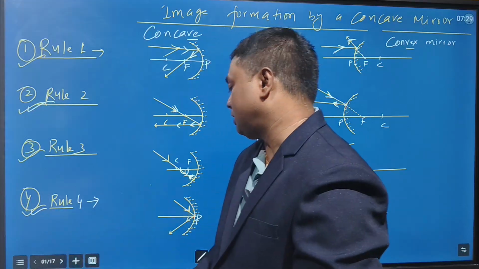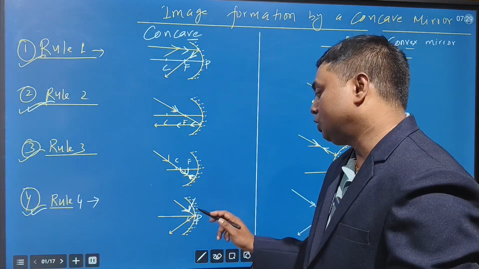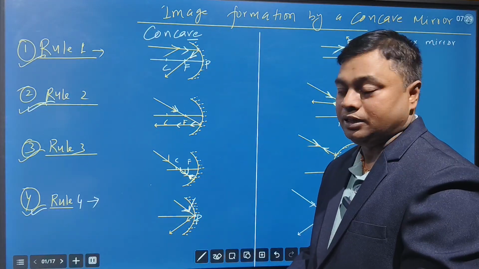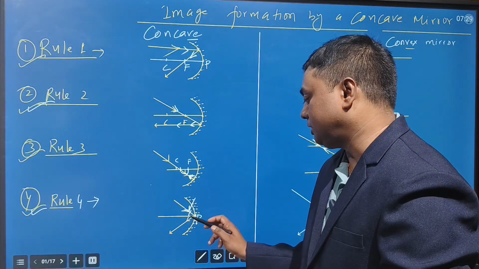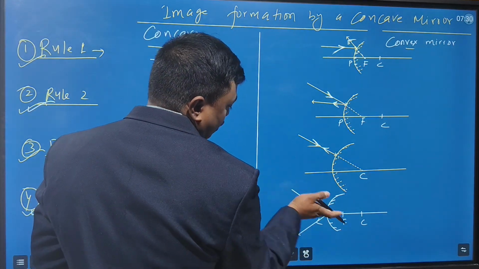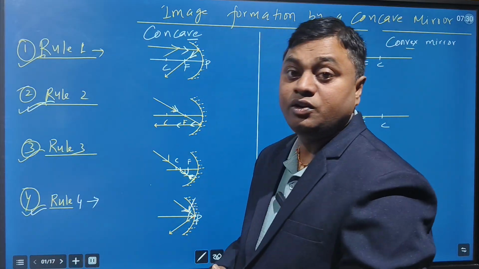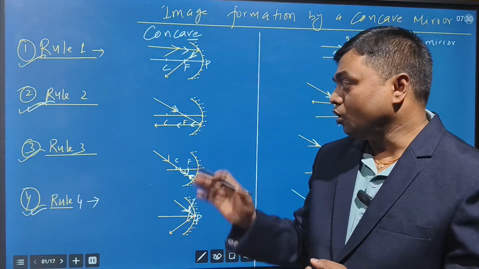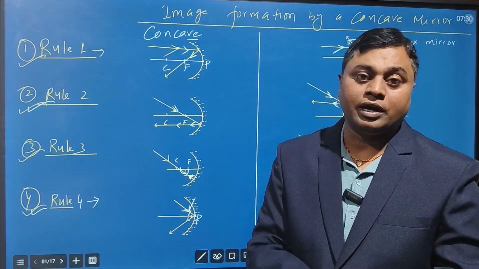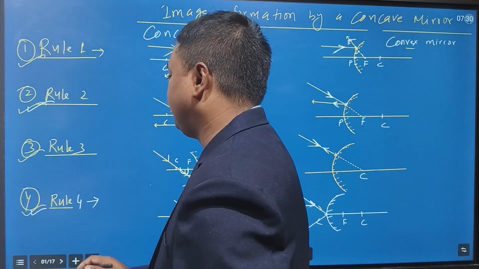Okay, and rule number 4 is what? If a ray of light is incident at the pole obliquely, it will also reflect obliquely. Okay, and the angle will be the same. Suppose this is 30 degrees, this will also be 30 degrees. Here also, if it is incident obliquely, it will reflect obliquely. So these rules are very important. Okay, if you remember the rules, then only you can form the image by the spherical mirror.